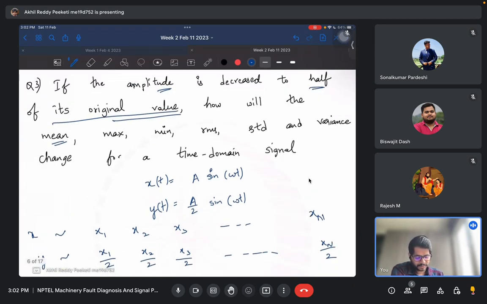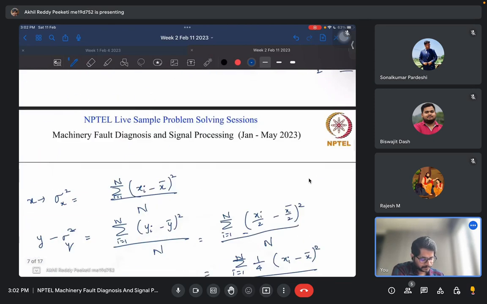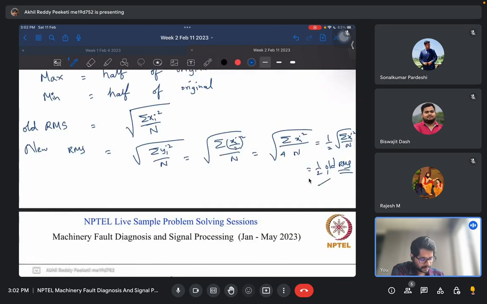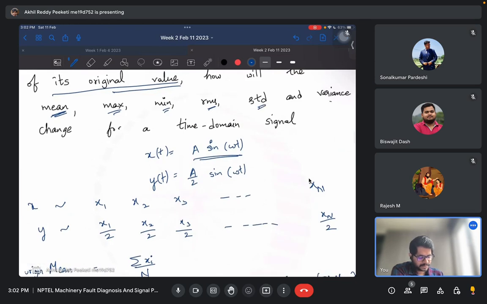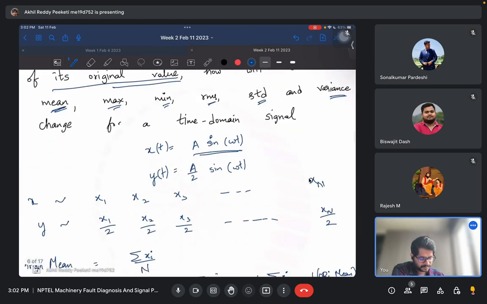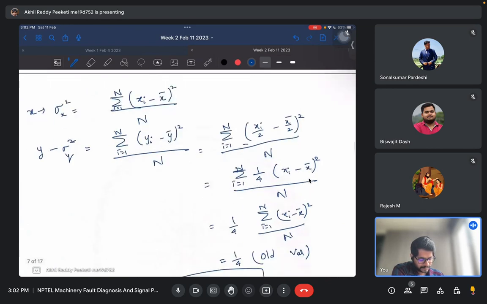So if you reduce the amplitude to half, the mean also becomes half, maximum becomes half, minimum becomes half if it's a pure time domain signal, and the RMS also becomes half, and the standard deviation becomes half, and the variance reduces by 4 times.